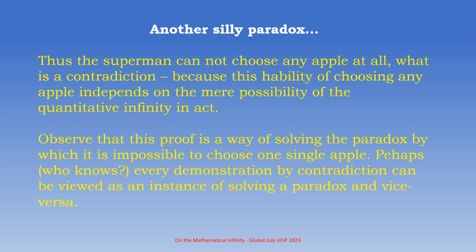Okay, but maybe this demonstration has something bizarre, something wrong, but anyway, I would like to show maybe the possibility of a conjecture here. Observe that this proof is a way of solving the paradox by which it is impossible to choose one single apple. Perhaps that's just a conjecture. Who knows? Every demonstration by contradiction can be viewed as an instance of solving a paradox and vice versa. Who knows? I don't know. Maybe it's interesting to investigate that.